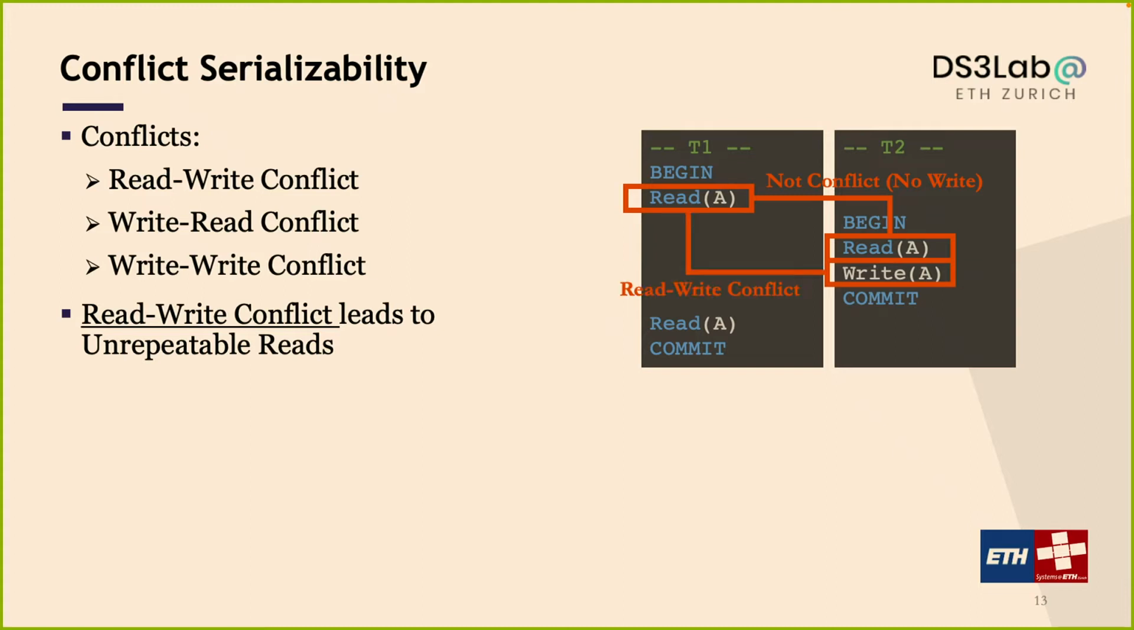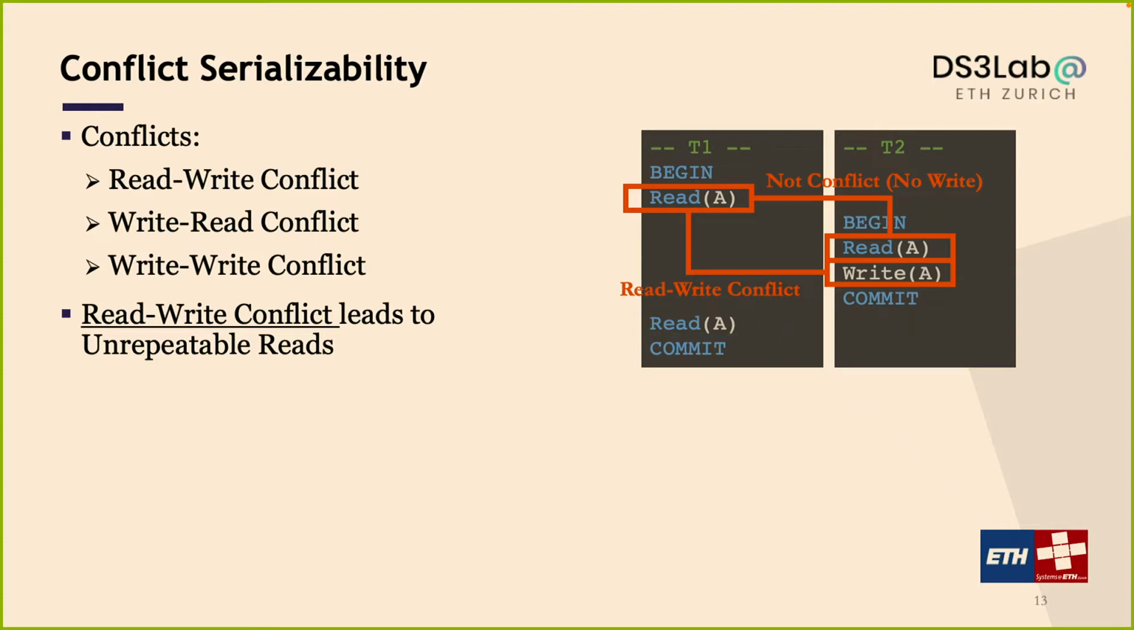But look at this pair. You have the read from T1 and the write from T2. Can we swap the order? That we cannot, right? Because if you swap the order, you are going to have very different behavior from that schedule. When you cannot swap the order to get the same thing, we say there's a conflict between this pair of operators.